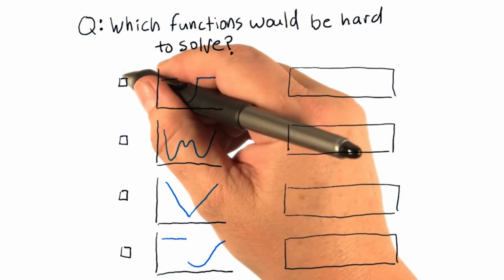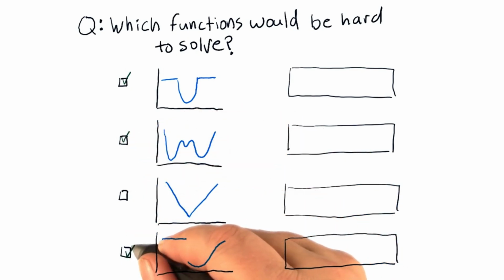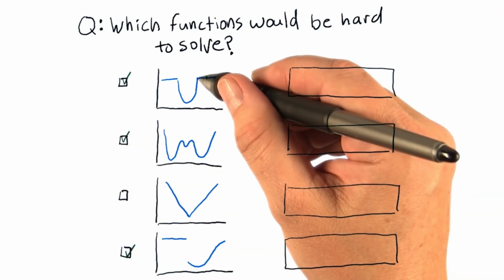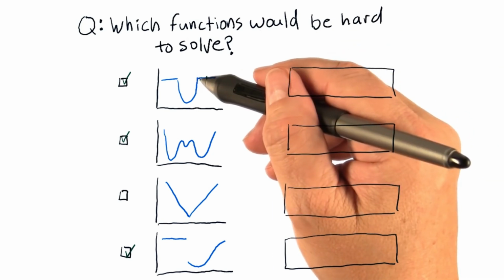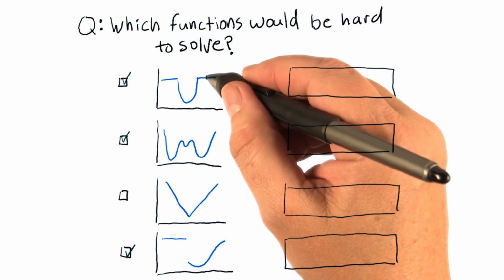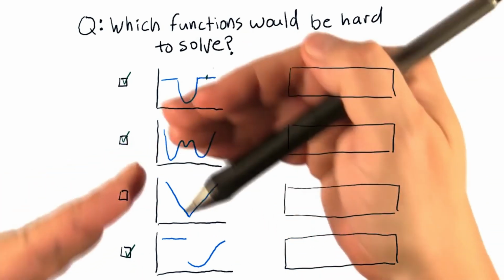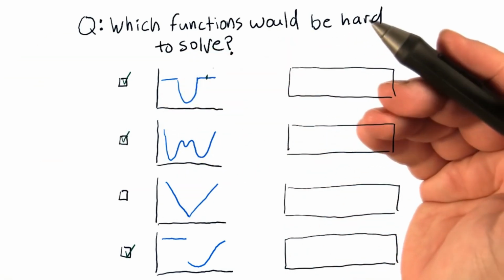Most of these are hard. This one's hard, this one's hard, and this one. And let me explain why. This one is hard because of this flat area here and here. Suppose the minimizer tested this point here and then tried on either side. It wouldn't be able to find any gradient to follow, so it wouldn't know which direction to go.